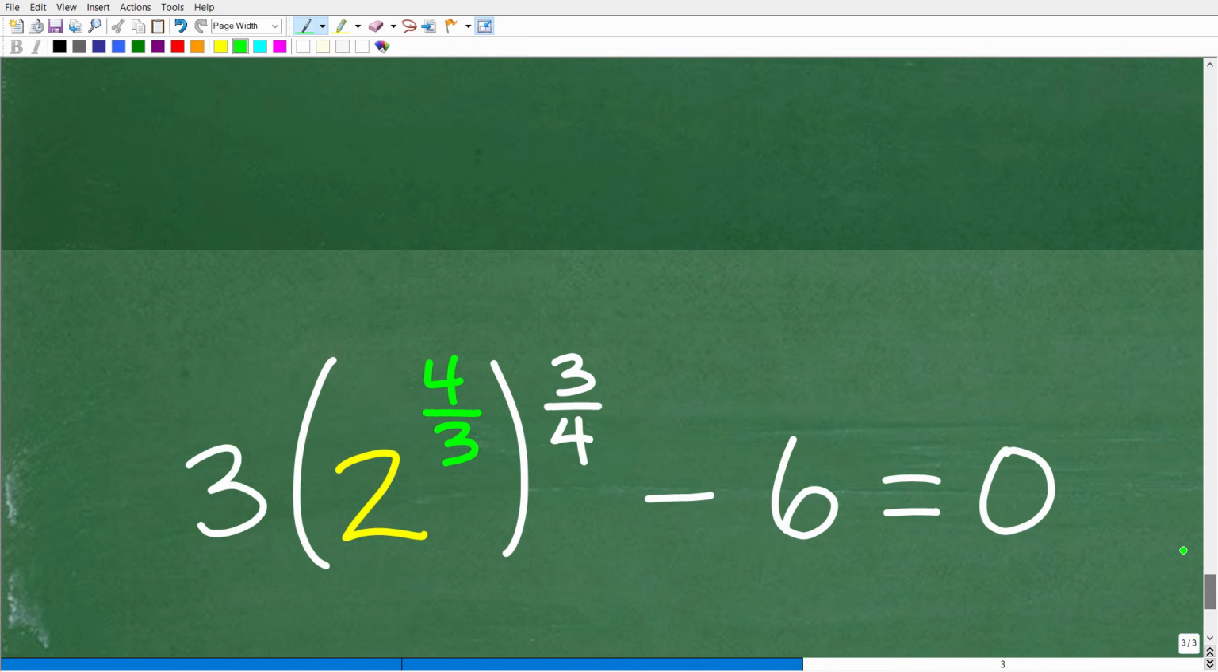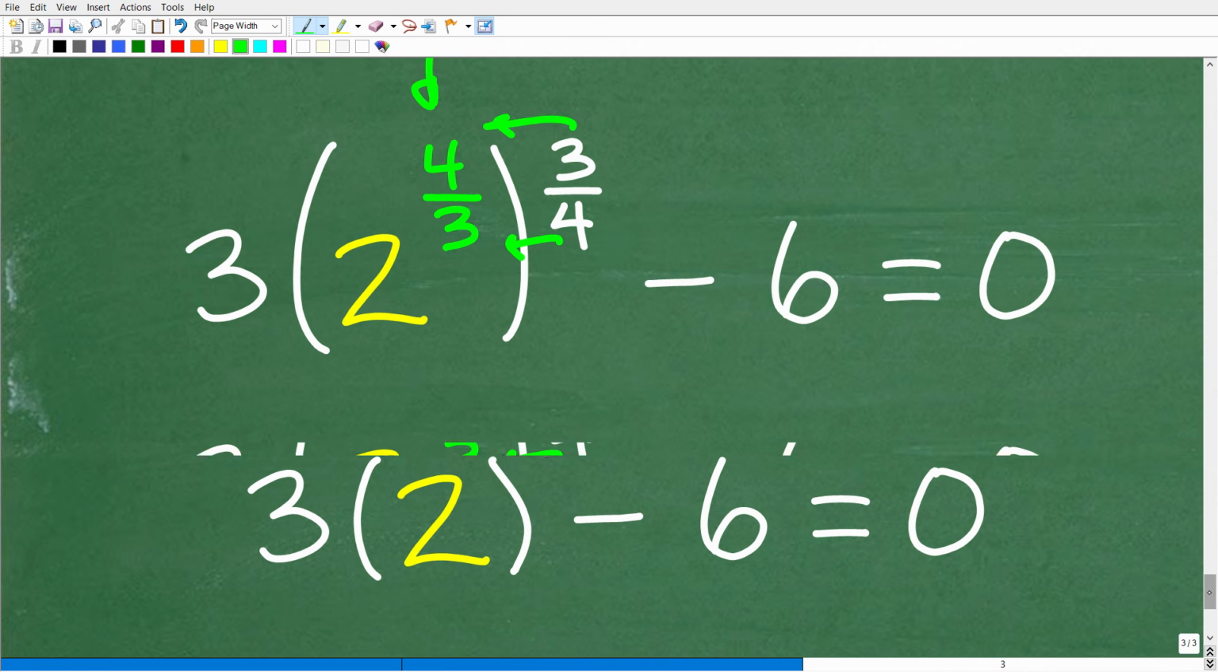All right, so this is going to be 3 times x to the 3/4, where x we're going to replace with 2 to the 4/3. We hope this is the correct solution. So what are we going to do here? Well, we're going to take this outside exponent and multiply it to the inside exponent. And when we do that, we're going to get what? Well, 4 times 3 is 12, over 3 times 4 is 12. 12 over 12 is 1. So that's 2 to the first power, or 2.